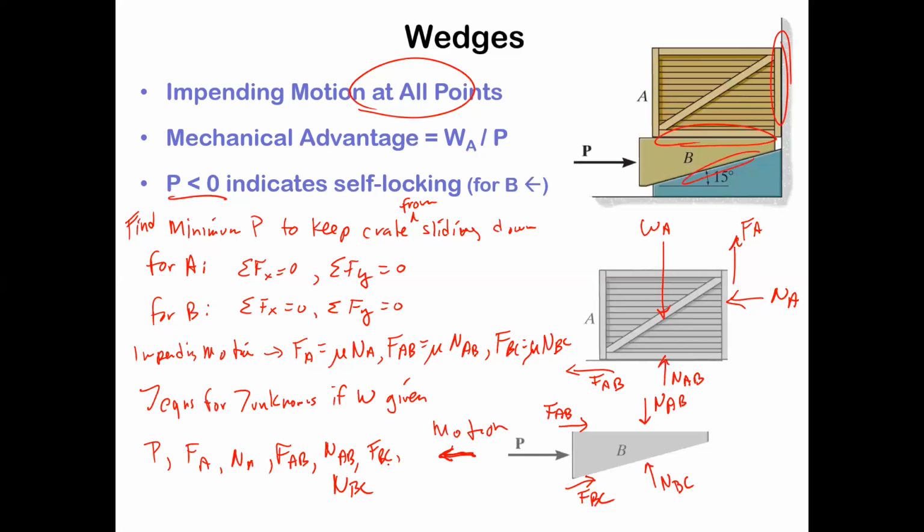Okay, questions? You'd have to be given that. What is it? Oh, it's the weight of the crate, yeah. They said the crate's 100 pounds or something. That's your W today. Okay, questions?